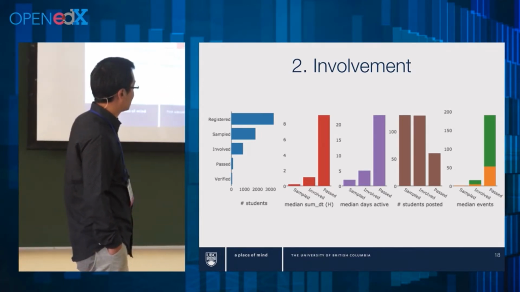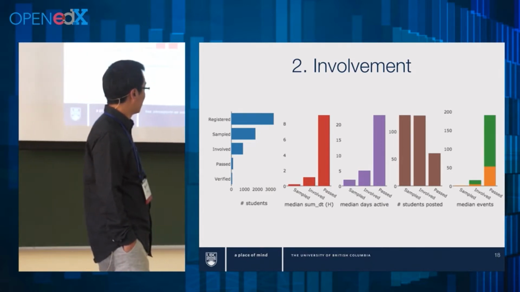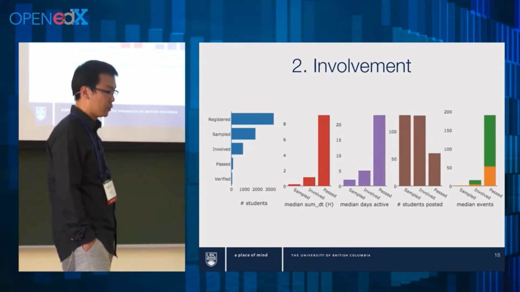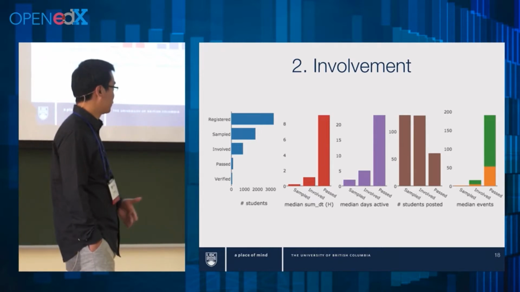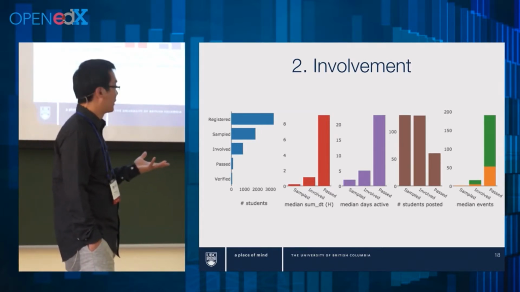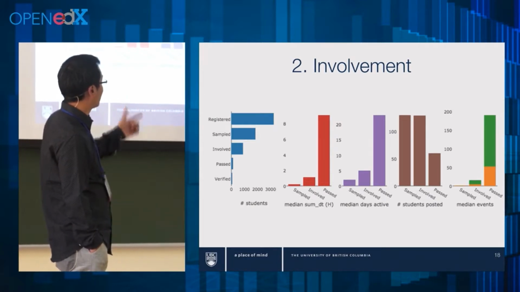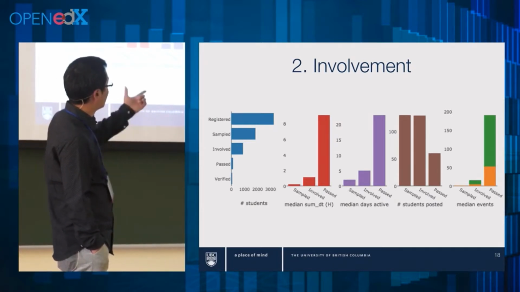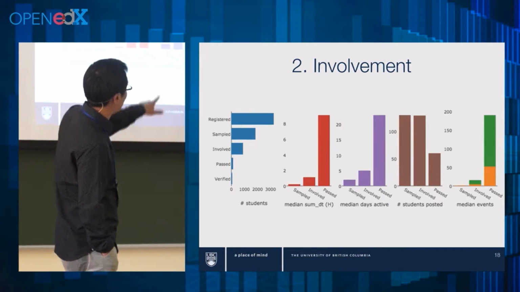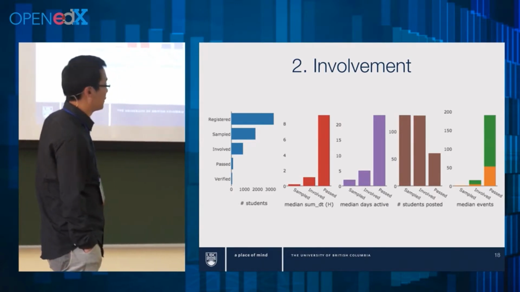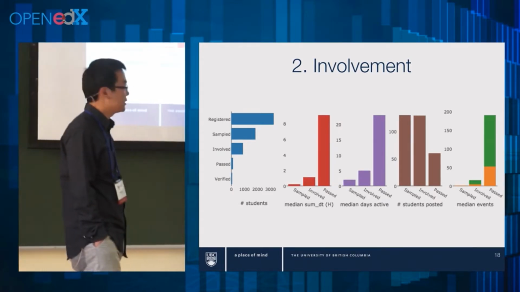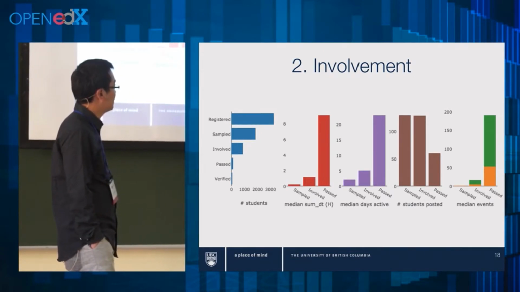The third one shows the number of student posts. When they use the discussion forum, they post a question or answer a question, so they are counted here. If you look at the charts, it seems like sampled and involved students are posting lots of questions in the discussion forum.